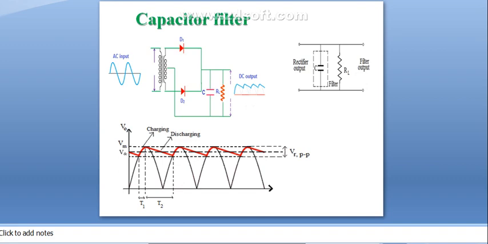Okay. So see the input and output waveforms. The input waveform is the rectified output waveform, and the other is the voltage across the capacitor. So see this output waveform, the capacitor filter output waveform.